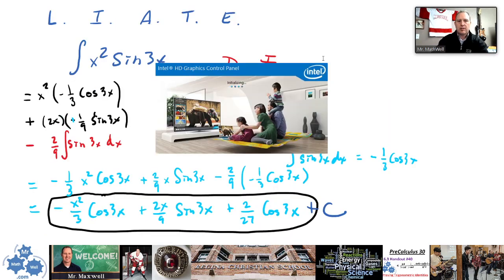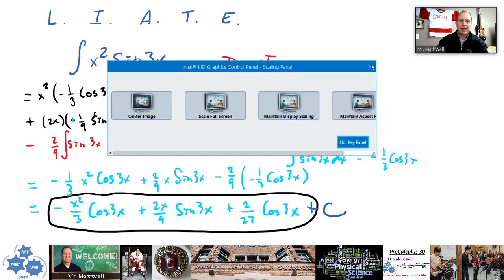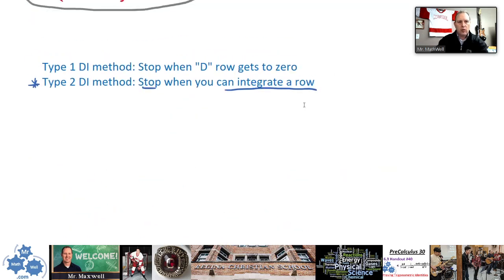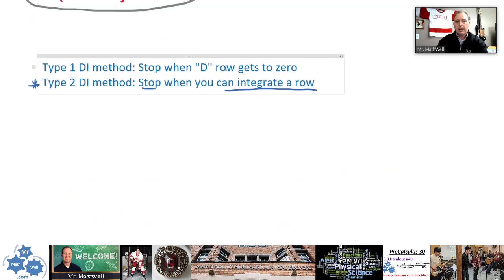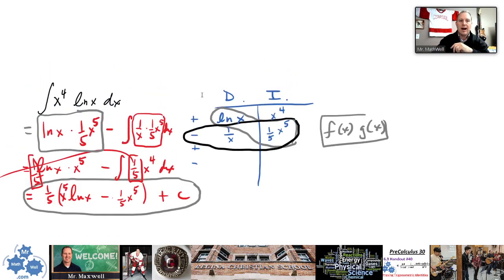Okay, so that is the type 2, DI method type 2. And so what you want to remember for type 1 is stop when the derivative row gets to 0. For type 2, you can stop when you can easily integrate a row. Okay, so that's type 1, and that's type 2 for the DI method.